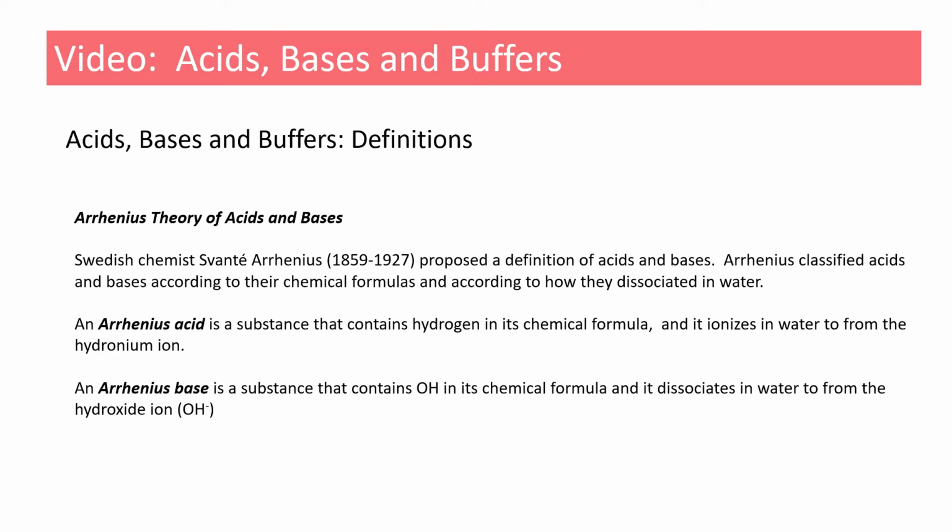An Arrhenius acid is a substance that contains hydrogen in its chemical formula, and it ionizes in water to form the hydronium ion. An Arrhenius base is a substance that contains OH in its chemical formula, and it dissociates in water to form the hydroxide ion, OH minus.